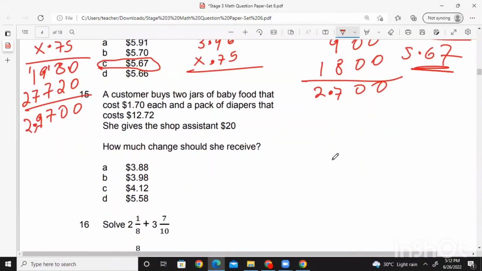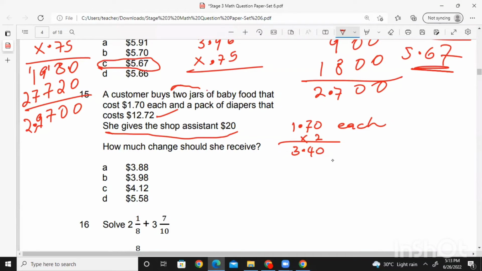Number 15, a customer buys two jars of baby food that cost $1.70 each. All right, so now we're seeing that we're talking about $1.70 each. Very important. Each. And a pack of diapers that costs $12. So this is a pack. All right. So we want to know the change. She gave the shopkeeper $20. How much change will she receive? First thing, we want to work out this to say, all right, this is $3.40, because it was 2 at $1.70.